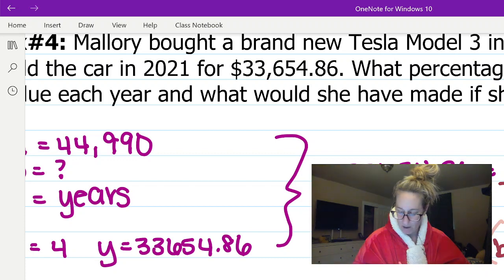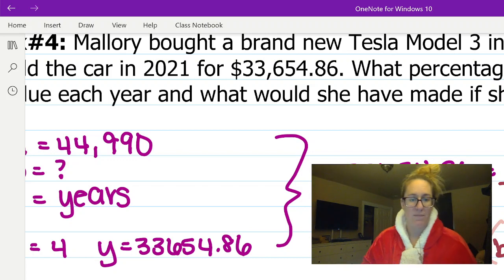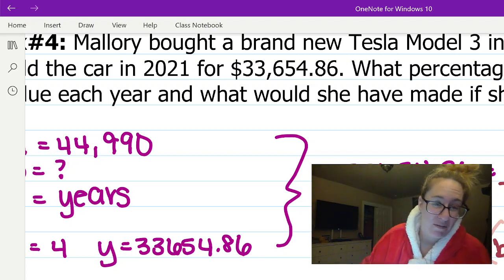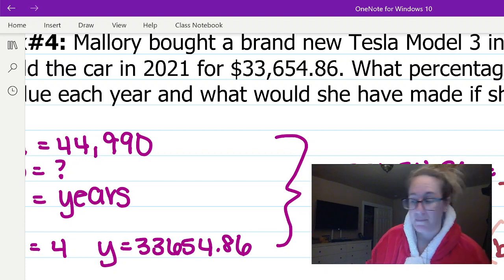44,990 times 0.93 to the power of 3. She would have sold it for $36,188. All right, so that means she would have made what? Roughly $3,000 more if she would have sold it a year earlier. Maybe it would be worth it, maybe not.